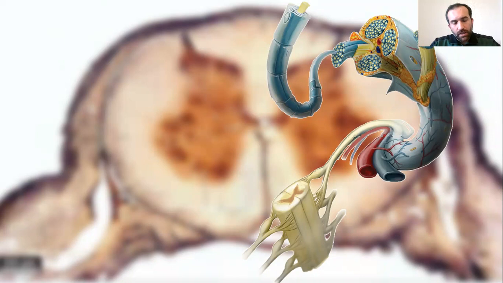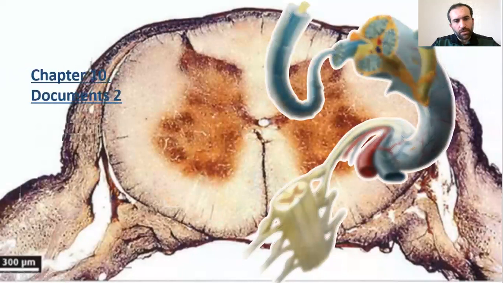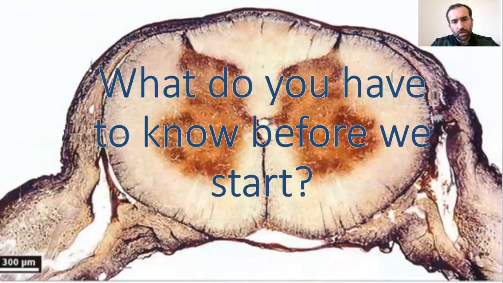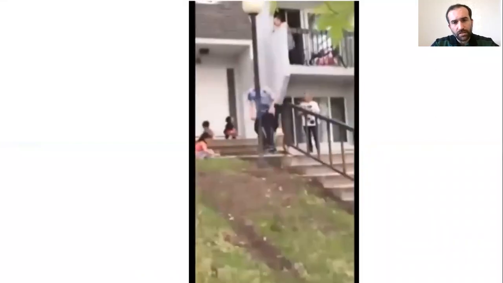We are still in the part of the nervous system, and we will continue with chapter 10, document 2, where we will observe some information about the elements of the myotatic reflex. We have studied this reflex, its meaning and its importance in the preceding video, and today we will start with some revision points from the last video.